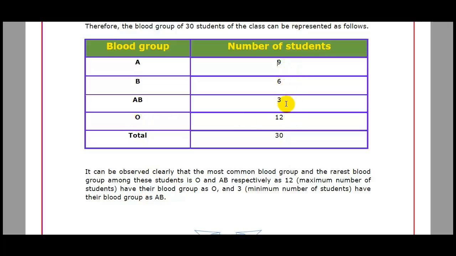So these are the frequencies. By checking the frequency, you can easily tell which is the rarest and which is the most common blood group.